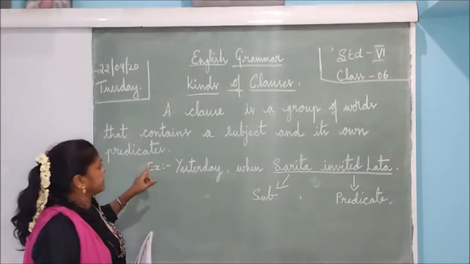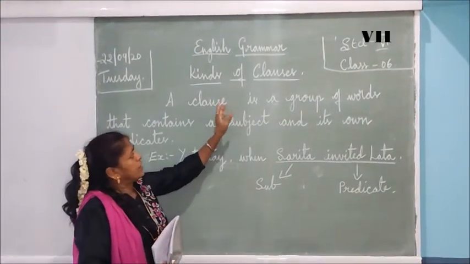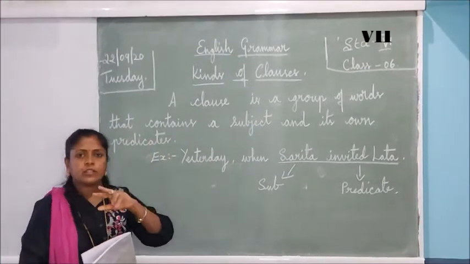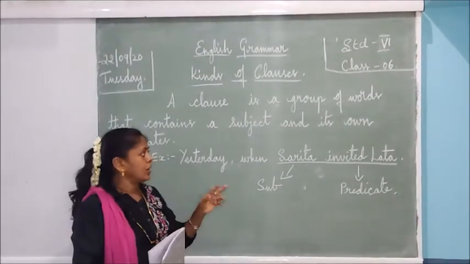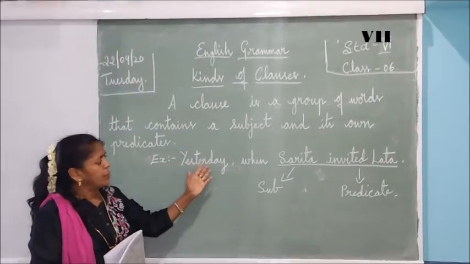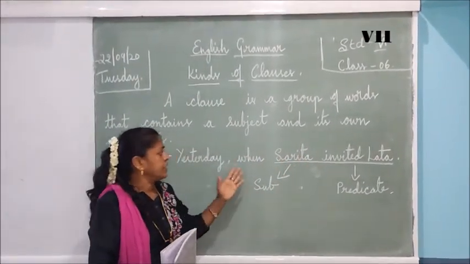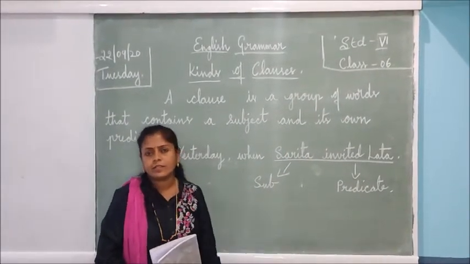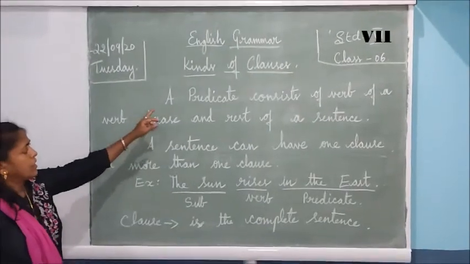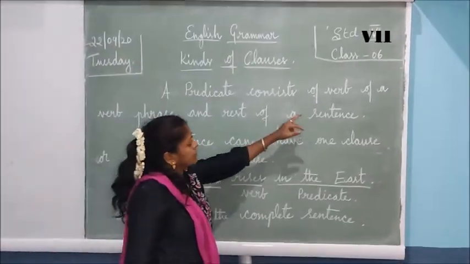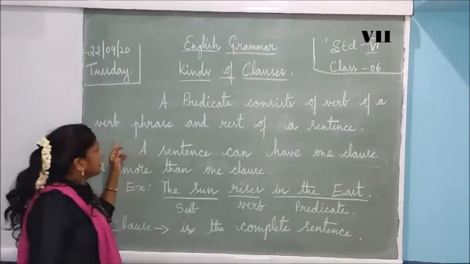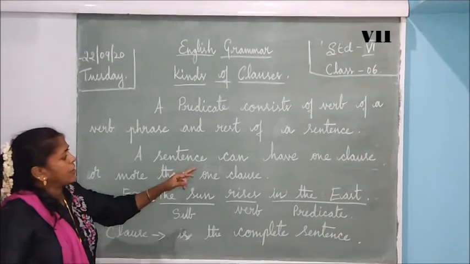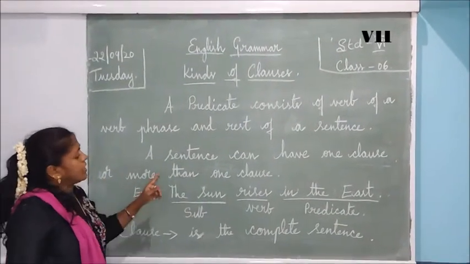So here example, see a clause is a group of words. It's a group of words that contains both subject and the predicate. Okay. For example, yesterday when Sarita invited Lata. Here Sarita is the subject, invited Lata is a predicate. Understood? So here a predicate consists of verb, of a verb phrase and rest of a sentence. And a sentence can have one clause or more than one clause.